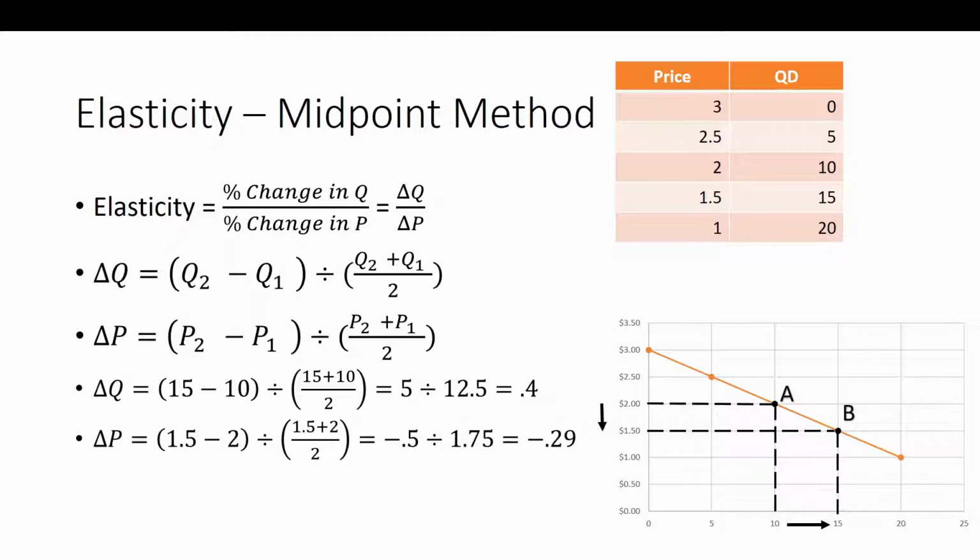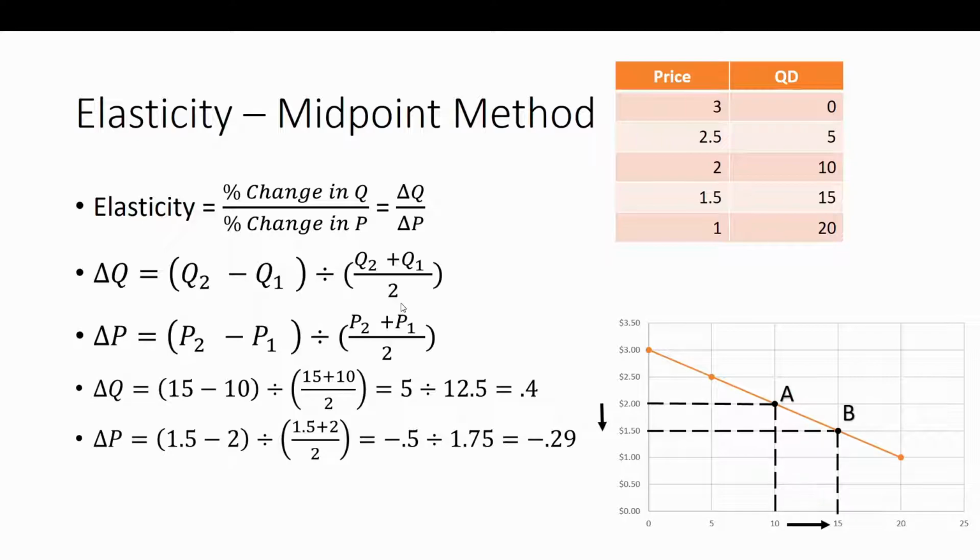One way we're going to calculate elasticity in this class is by using the midpoint method. So elasticity is going to be the percent change in quantity divided by the percent change in price, or just delta Q over delta P. Delta Q is going to be Q2 minus Q1 divided by (Q2 plus Q1) over 2, right?